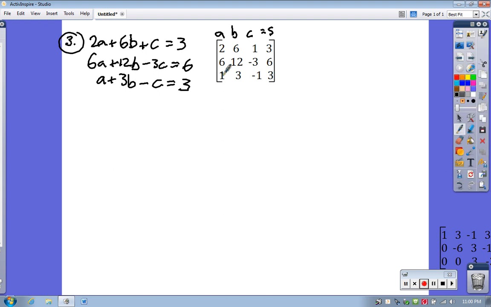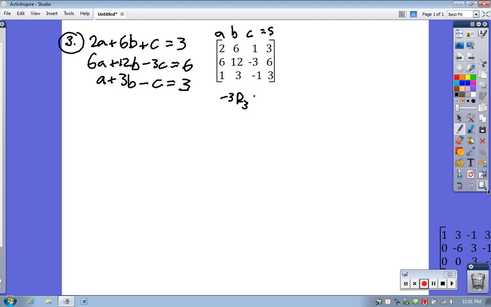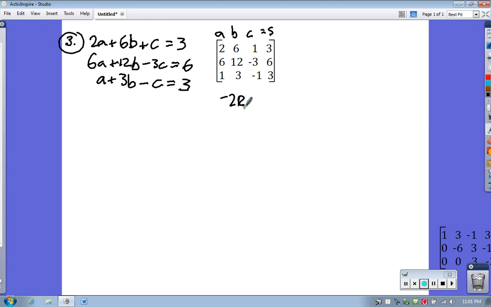I think that I'll use this 1 to eliminate that 6 and to eliminate that 2. So I'll go negative 2 times row 3 plus row 1, and I'll put that solution into row 1. And then I'll go negative 6 times row 3 plus row 2, put that solution into row 2. Notice that makes this a 0, this a 0. And I do that on my calculator.